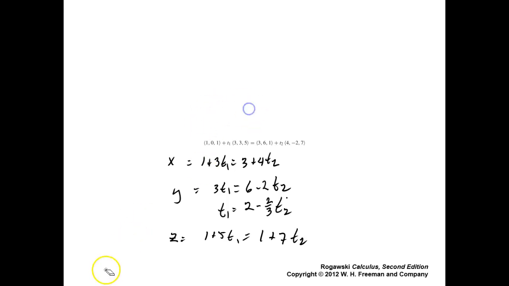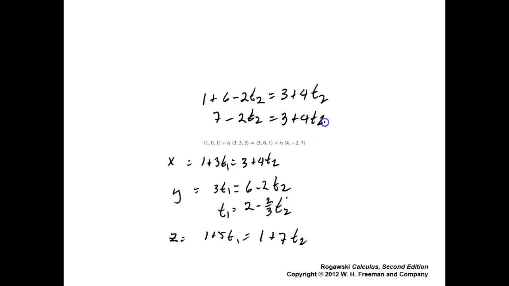All right, let's start over again. 1 plus 6 minus 2T2, that was right, is equal to, plugging that in, this is where I messed up, 3 plus 4T2. I should have been plugging into this one. So this would be 7 minus 2T2 is equal to 3 plus 4T2. Add 2T2 to both sides and subtract 3 from both sides. That gives me 4 is equal to 6T2. So T2 is equal to 2/3. That's what I should have had.